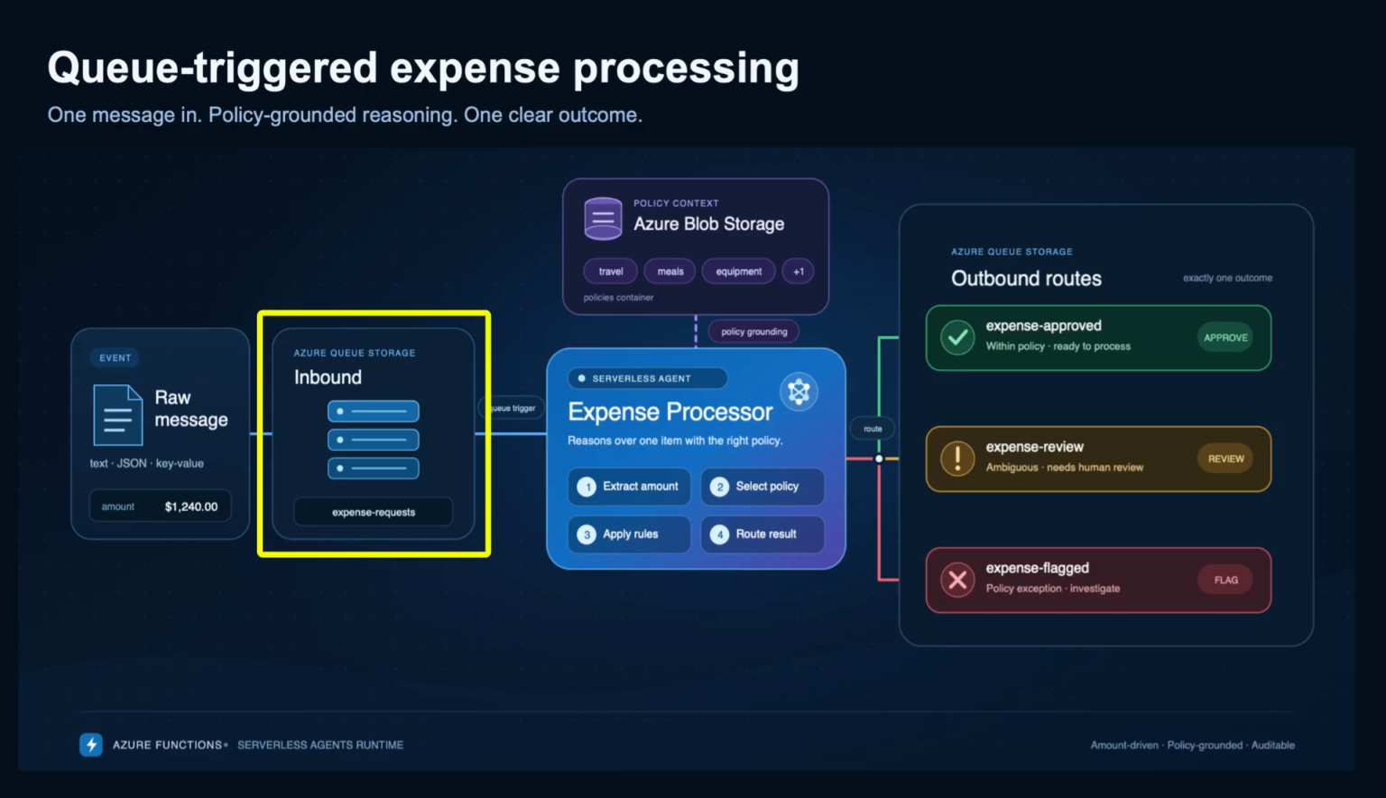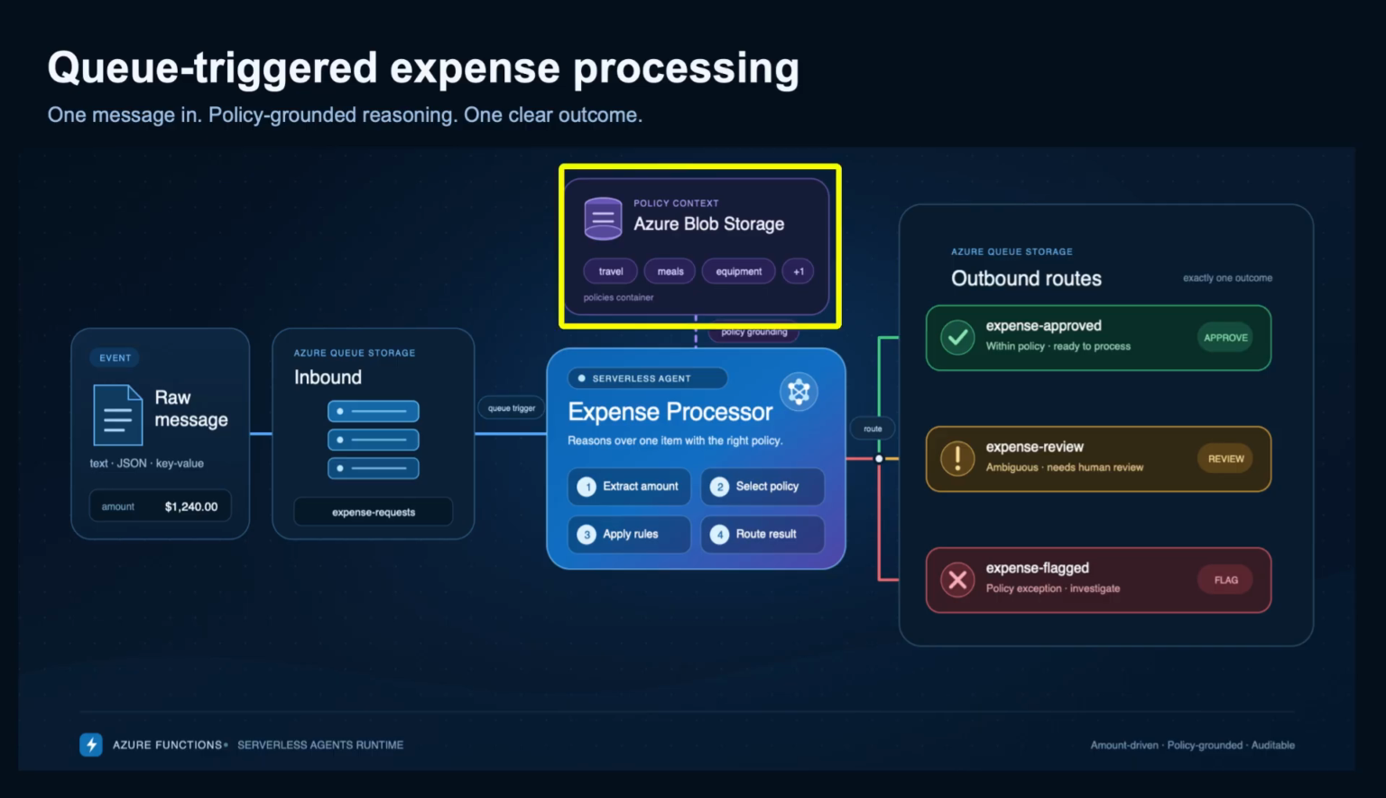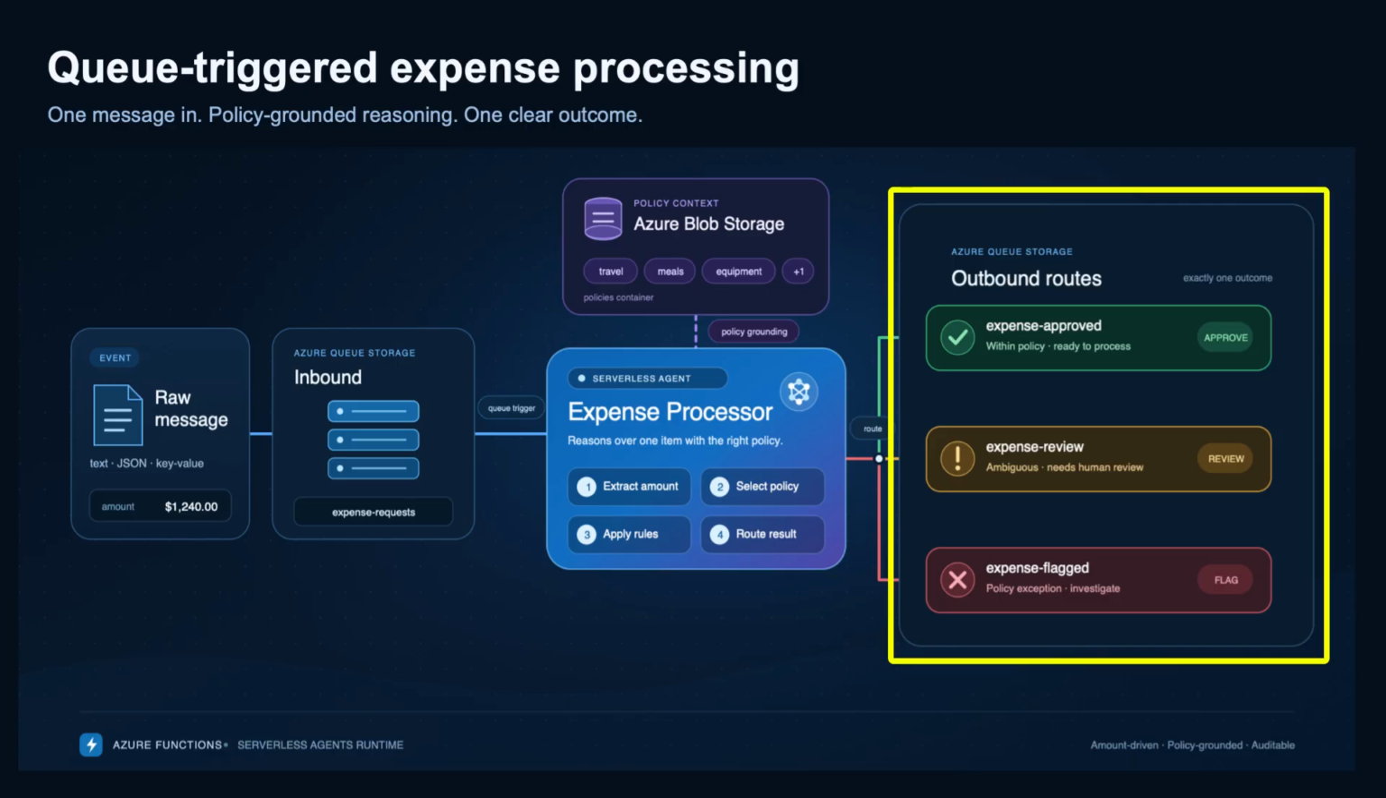The request lands in the processing queue, which triggers an execution of our serverless agent for that expense. The agent scales up and extracts the amount, currency, vendor, and category. It then retrieves the available policy documents from storage, selects the policy that applies, and evaluates the request against its rules. Next, a Python tool routes a decision message to exactly one output queue: approved, review, or flagged.